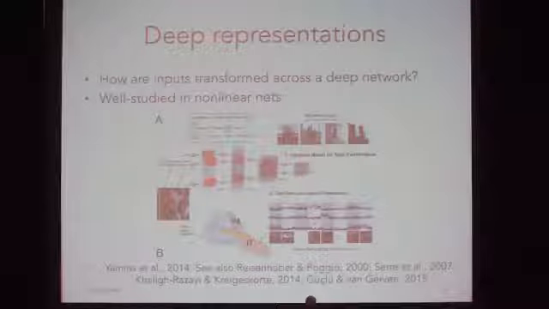All right, so that's about learning dynamics. The last thing we can look at is deep representations. How are inputs transformed across a deep network? This has been widely studied in nonlinear nets, and the nonlinear case is admittedly much more interesting in this context, but we still say something about it. So here's an example of how it's been studied. You show an image to both an artificial network and a brain, and you record from the brain, you record activities in the artificial neural network, and then you make a comparison between these two.